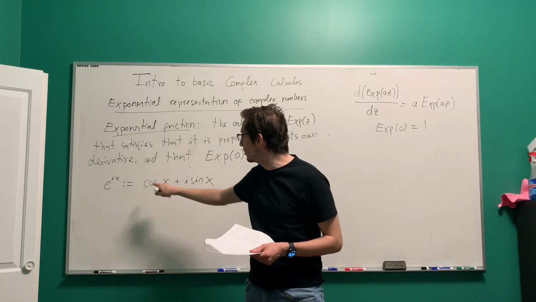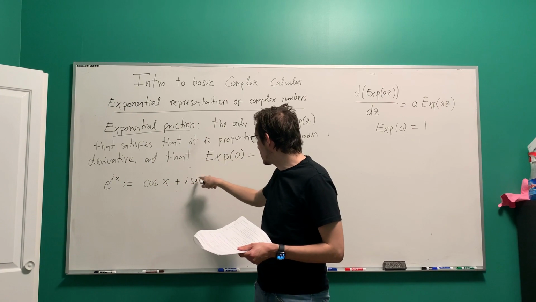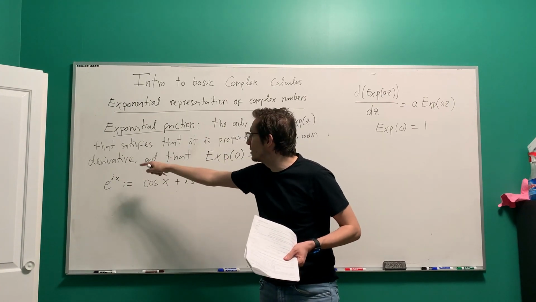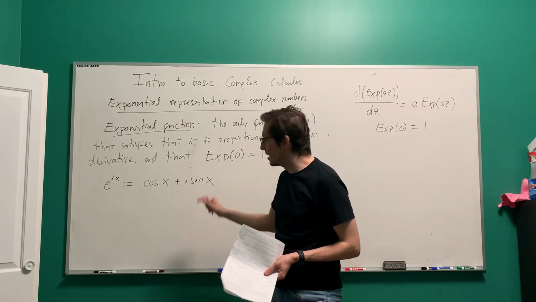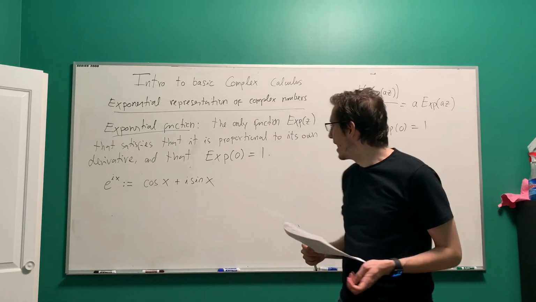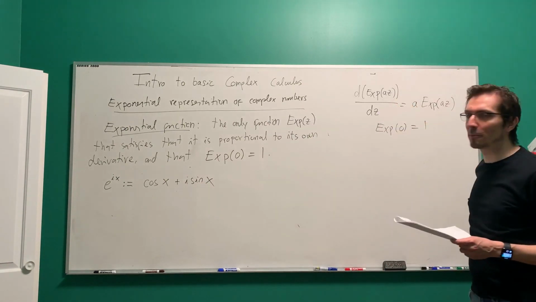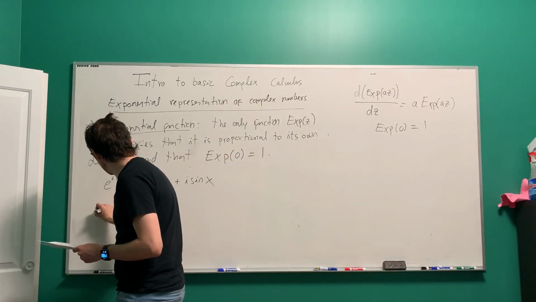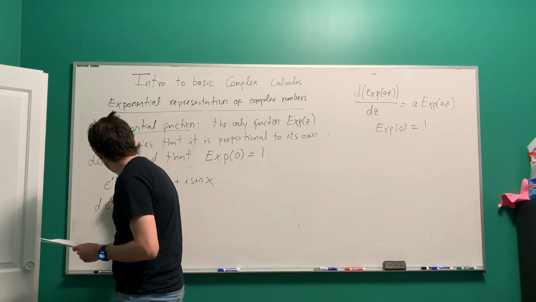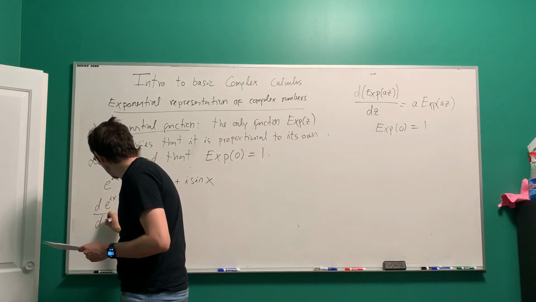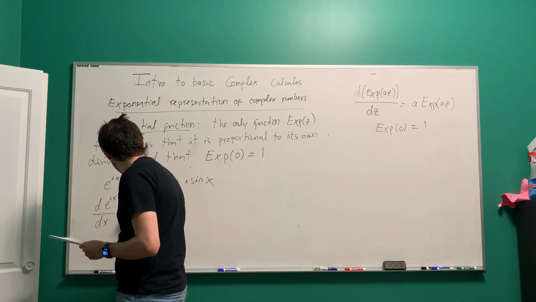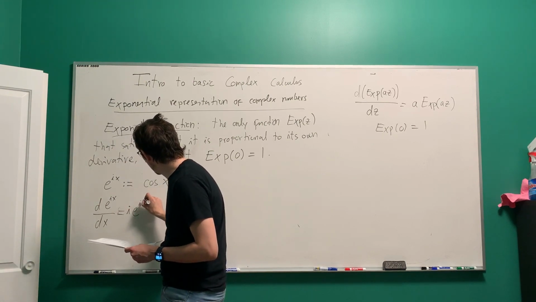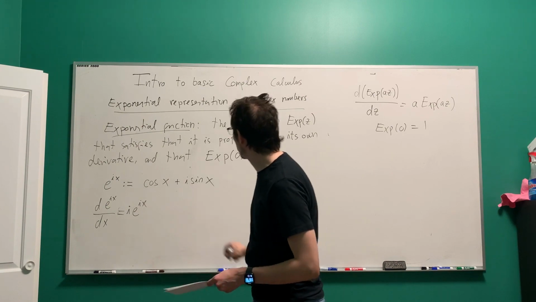When x is equal to 0, cosine of 0 is 1, and sine of 0 is 0. So it satisfies that the exponential e to the i0, which is the exponential of 0, is 1. Let's see if it satisfies the other property for an exponential. If the property is true, the derivative of e to the ix with respect to x would have to be equal to i times e to the ix.